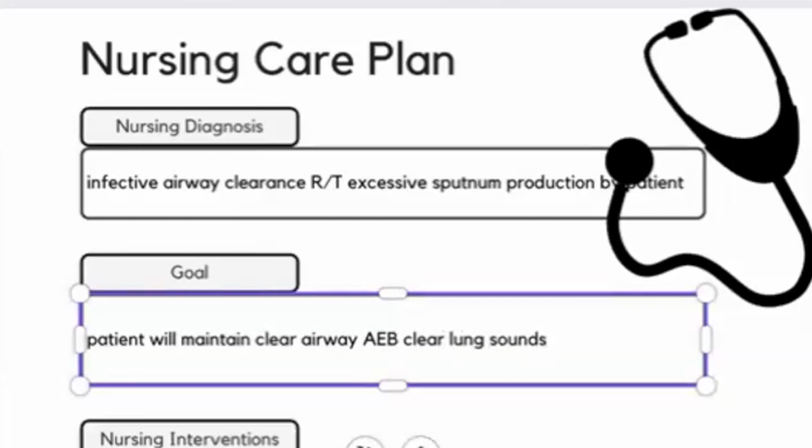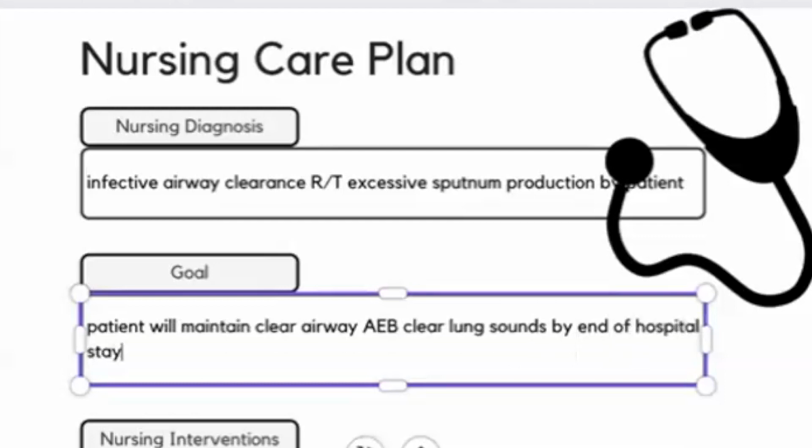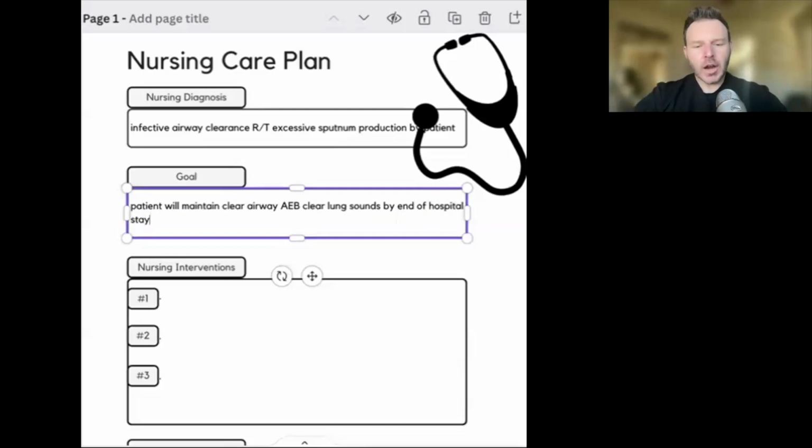So that's measurable. Is it attainable? Yeah, that's what they're in here for treatment for. Is it realistic? It is. Is it timely? Again, we don't actually have a timely piece on there. So again, let's add it because our statement's not fully developed yet. Patient will maintain a clear airway as evidenced by clear lung sounds by the end of hospital stay. Okay. All right, that works.